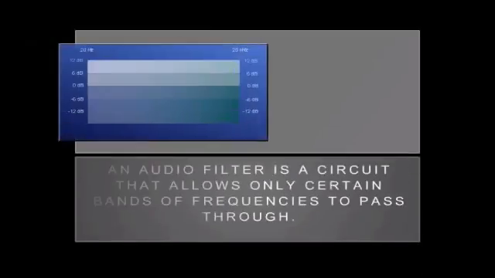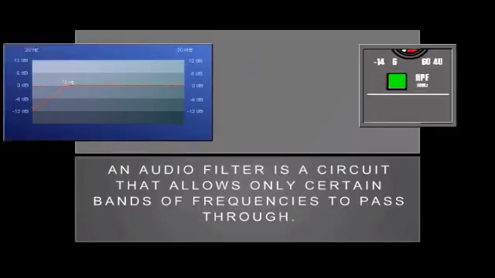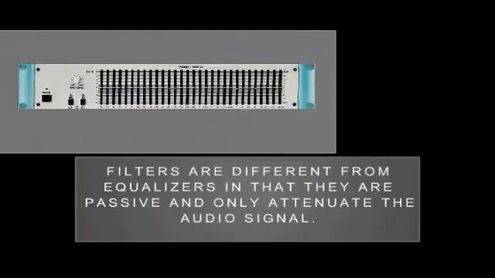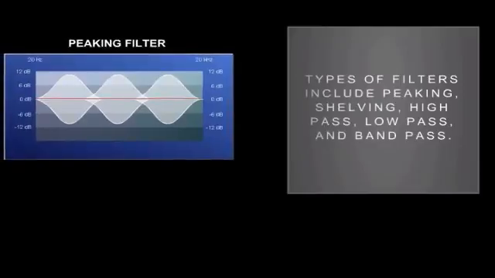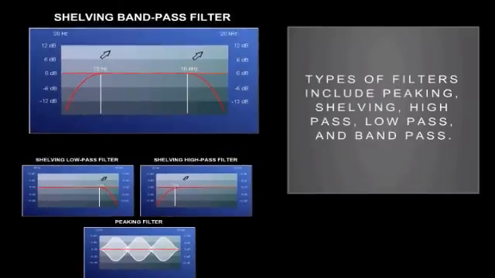An audio filter is a circuit that allows only certain bands of frequencies to pass through. Filters are different from equalizers in that they are passive and only attenuate the audio signal. Types of filters include peaking, shelving, high pass, low pass, and band pass.